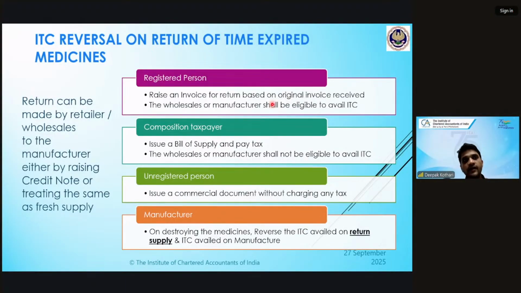Very simple. I am a retailer. I will raise an invoice. I will get the credit based on my invoice, which I will raise to a manufacturer. A manufacturer can also claim the credit because he is receiving the goods.